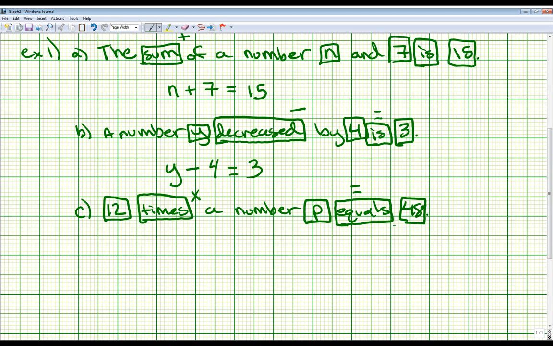So if we have 12 times a number p, it would look like this. 12 times p, and then equals would be our equal sign, and 48. And we can actually simplify that, because remember, when you have a number and a letter, you don't actually need the multiplication symbol. So it would be the same thing as if we did this. 12p equals 48. So both of those would be correct.